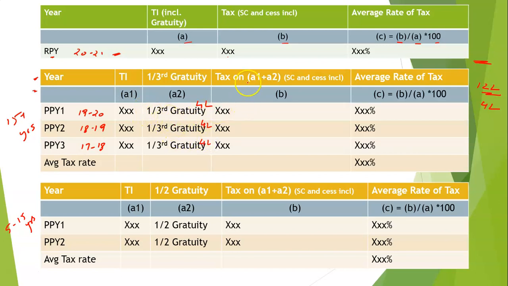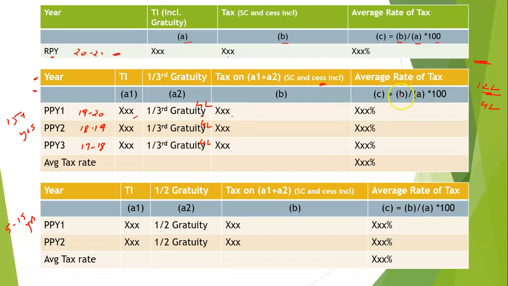Now compute tax on this plus this. So this is A1, total income is A1, 4 lakhs is A2, 1/3 of gratuity is A2. So A1 plus A2, whatever your total income is, plus your 1/3 gratuity. Find tax on that, and by tax I mean the tax after cess. Alright, tax after cess. You find the tax like that.